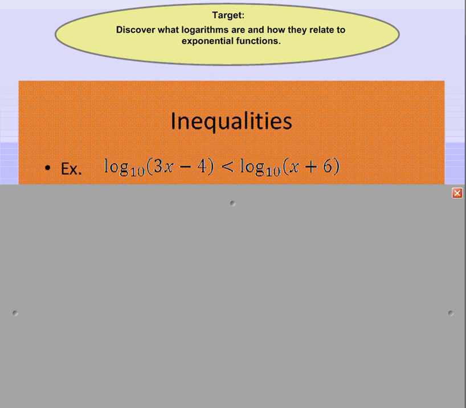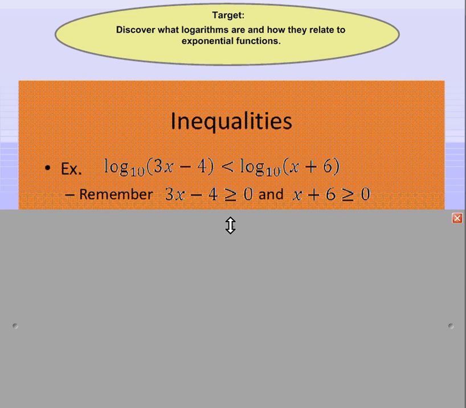We'll go through this one together. What we have is log base 10s on both sides: log base 10 of 3x minus 4 is less than log base 10 of x plus 6. We want to find the values of x that make this true. A rule that is very commonly forgotten is that, according to our logarithm rules, these values have to be positive. So we have to take those into account. 3x minus 4 has to be greater than or equal to 0, and x plus 6 has to be greater than or equal to 0.